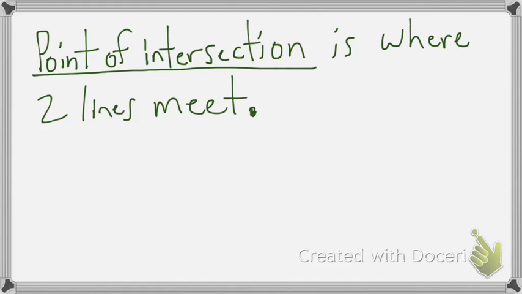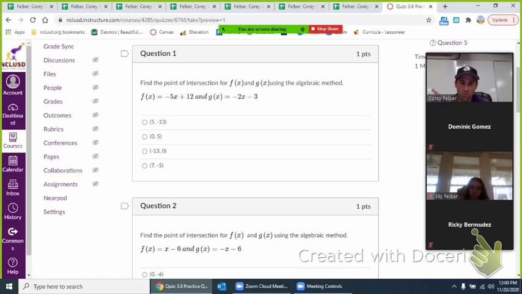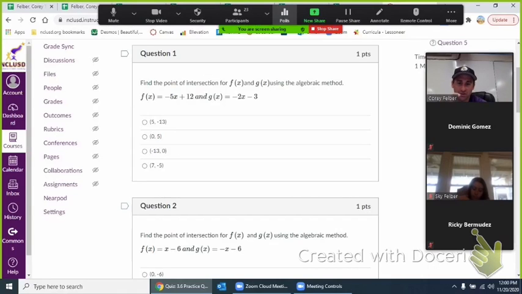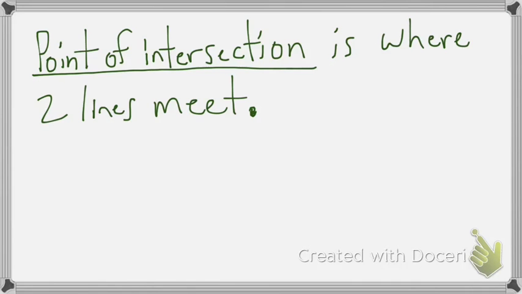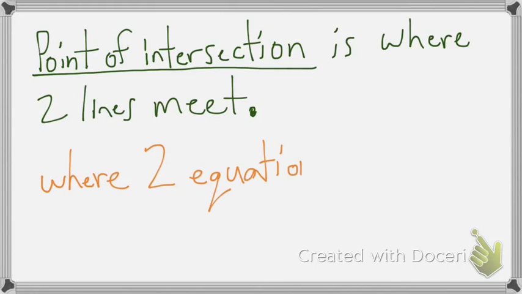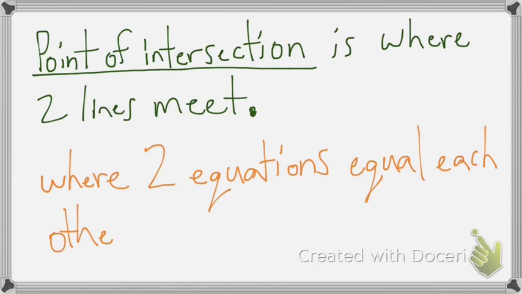But say we have equations, like on this question 1 on your practice quiz. Here they tell you to find the point of intersection, but they only give you equations. So we're going to add to this definition. Not only is it where two lines meet, but it's also where two equations equal each other. If that makes sense. And if it doesn't, I'm going to show you what that means right now.